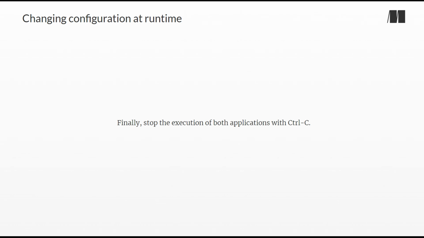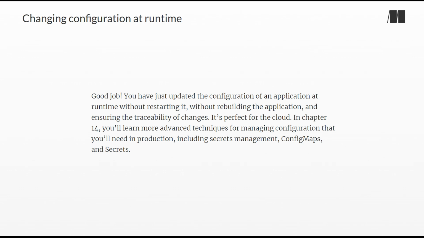Finally, stop the execution of both applications with Ctrl+C. Good job! You have just updated the configuration of an application at runtime without restarting it, without rebuilding the application, and ensuring the traceability of changes. It's perfect for the cloud. In Chapter 14, you'll learn more advanced techniques for managing configuration that you'll need in production, including secrets management, config maps, and secrets.